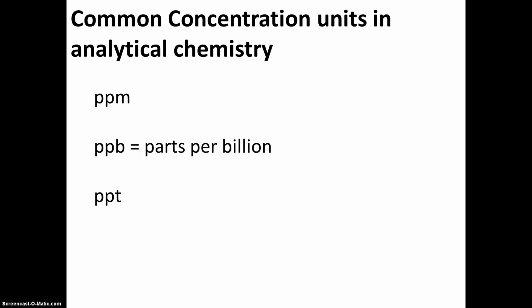All right. In this case, instead of it being 1.0 times 10 to the minus 6 grams of solute per gram of solvent, we have 1.0 times 10 to the minus 9 grams of solute per gram of solvent.